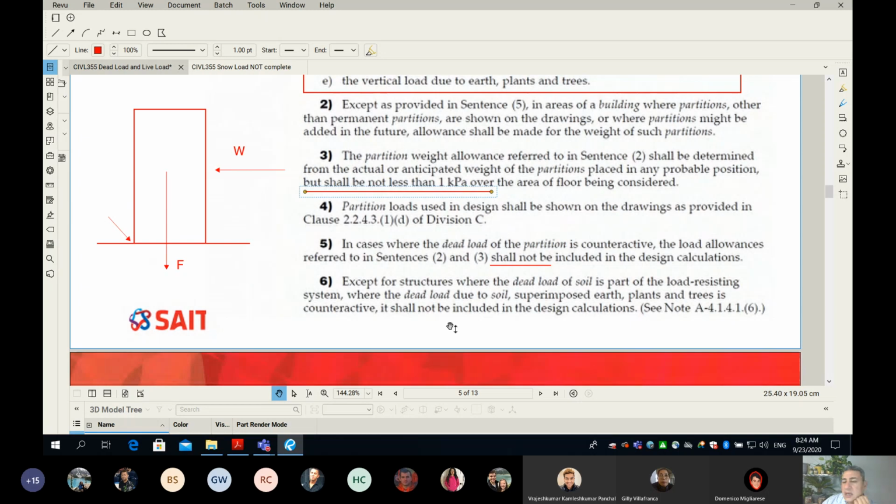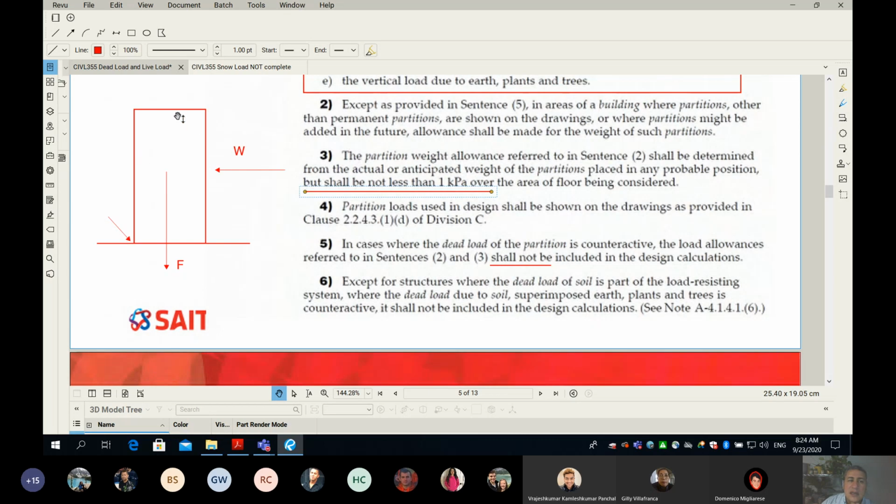I think number 6, not sure if you had time to read, but number 6 says, except for structures where dead load of the soil is part of the load resisting system, where dead load due to soil, superimposed earth, plants, trees is counteractive, it shall not be included in the calculations. Same, guys, same as this example.